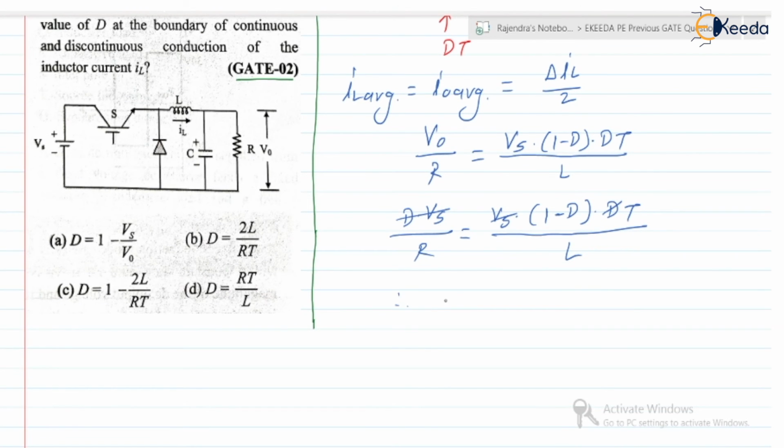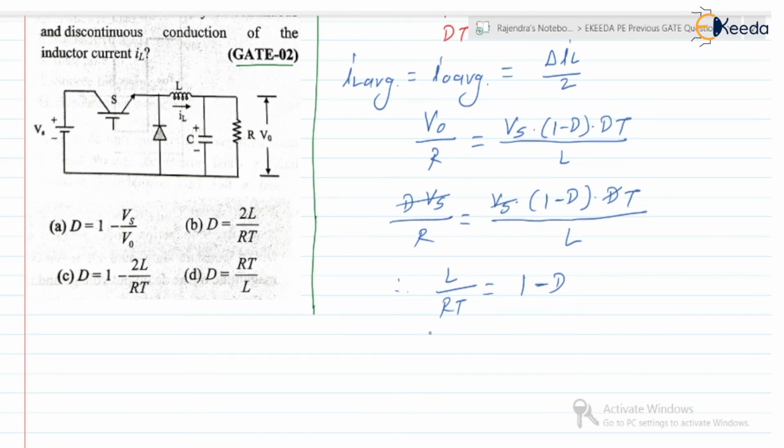Therefore we can write L by RT is equal to 1 minus D. But we need to write this divided by 2 as well, so it is 2L by RT is equal to 1 minus D. Are you getting the point? Why I have written divided by 2? Because it is delta IL by 2, so here it should be 2. So D is equal to 1 minus 2L by RT.